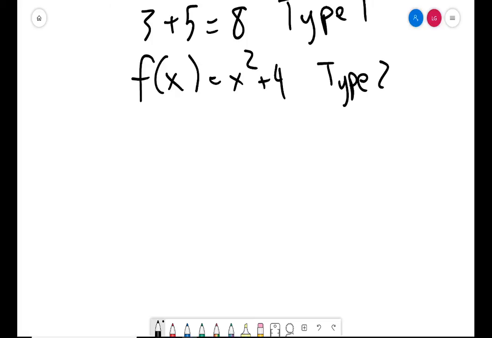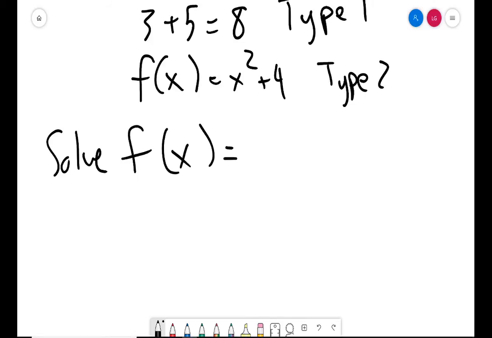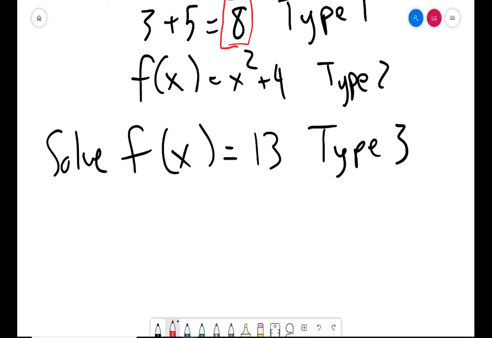Now type 3, I'll put the question as solve f of x equal to 13, right? That's type 3 again. And just sit with this for a little bit and see the difference here. Imagine the 8 wasn't quite there just yet. This equal sign is asking us to do that, to find the 8.